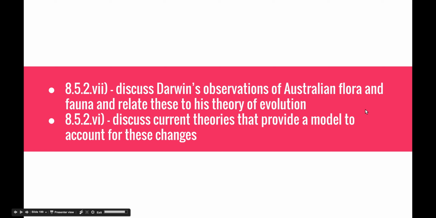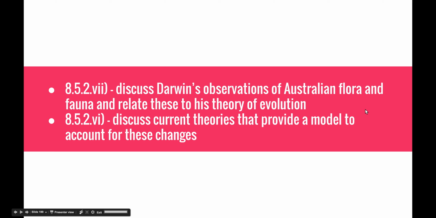This video will be looking at 2 dot points from the Evolution of Australian Biota topic, 8.5.27, discuss Darwin's observations of Australian flora and fauna and relate these to his theory of evolution, and 8.5.26, discuss current theories that provide a model to account for these changes.